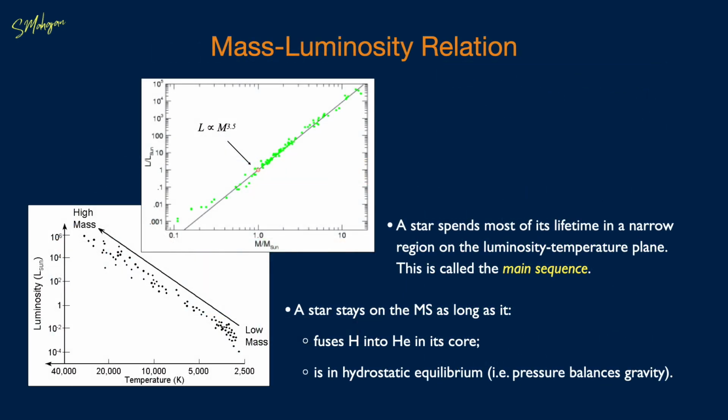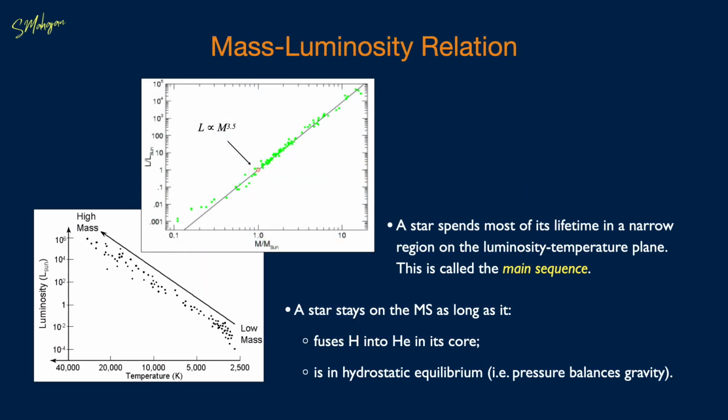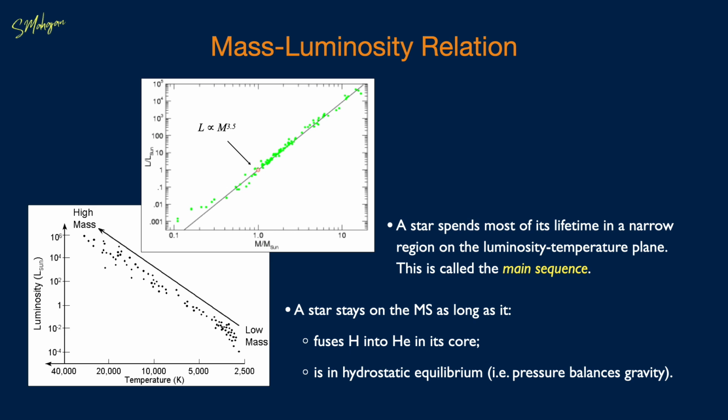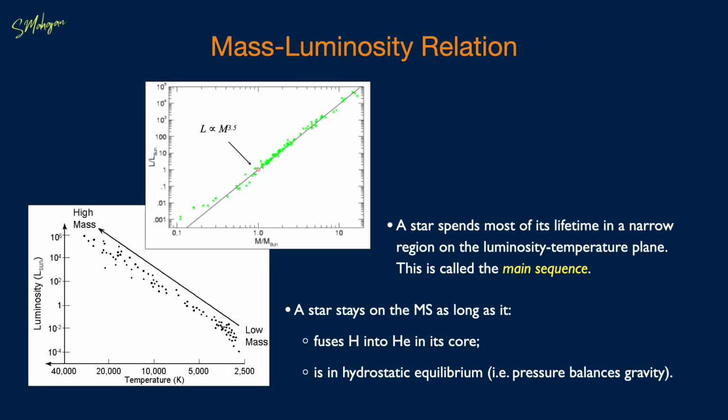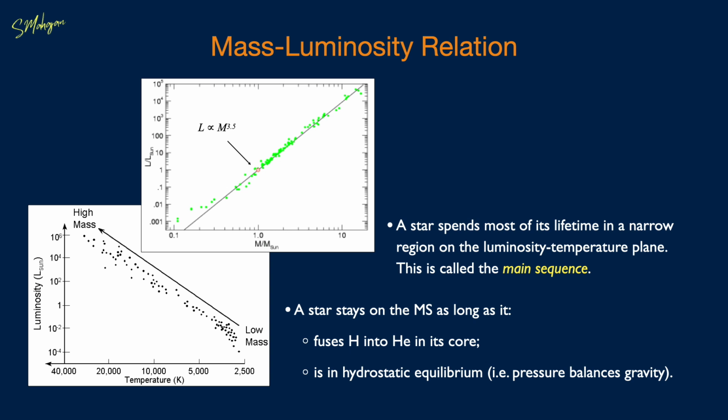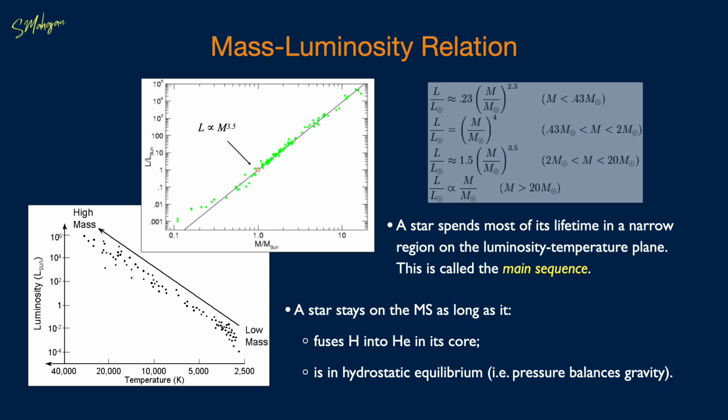A star spends most of its lifetime in a narrow region on the luminosity temperature plane. This is called the main sequence. For a main sequence star, the luminosity is found to be related to mass as shown here. But this is an approximation. In reality, the relation between luminosity and mass changes according to the luminosity of the star. These relations in turn imply that the lifetime of a star on the main sequence depends upon the ratio of its mass to luminosity. While hot, massive stars are short-lived, smaller, cooler stars live for a very long time.